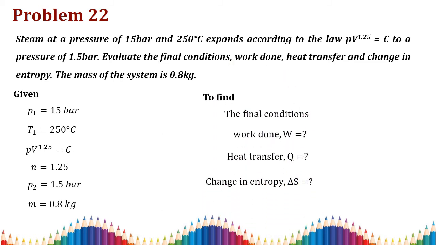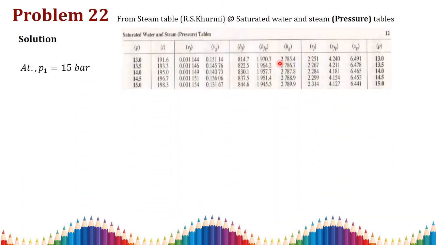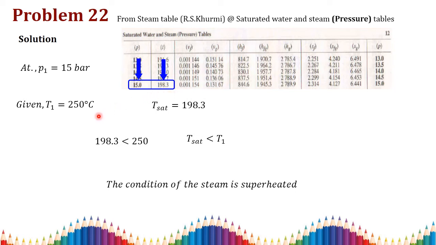Here we need to find out the final conditions, that is the condition of the steam we need to identify, and work done, heat transfer and change in entropy for the polytropic process. For that, go to the saturated water and steam pressure table at pressure P1 is equal to 15 bar, and the corresponding saturation temperature is 198.3 degrees Celsius, but the given temperature is 250 degrees Celsius, which is greater than the saturation temperature. So the saturation temperature is lesser than the given temperature, then the condition of the steam is superheated.